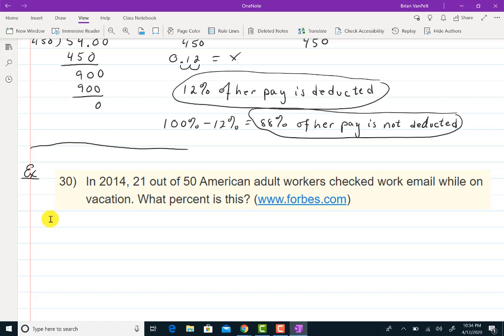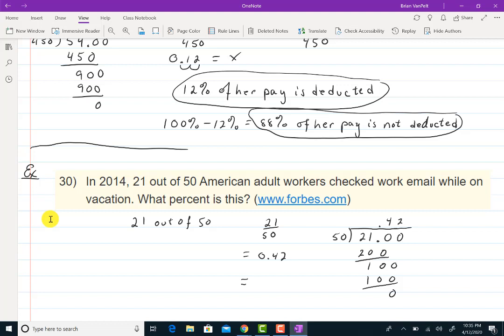All right, let's see. In 2014, 21 out of 50 adult workers checked work email while on vacation. What percent is this? Well, that's not too much at all. You're just basically doing 21 out of 50. Well, that's 21 over 50. If I want to change it to a decimal or a percent, I'm going to have to do the long division. So I'm going to do 50 into 21.0, since it won't go into 21. 50 will go into 210 4 times. Add a 0, bring down a 0. And 50 goes into 100 twice. And so this equals 0.42, but we have to change it to a percent. So that's 42%.